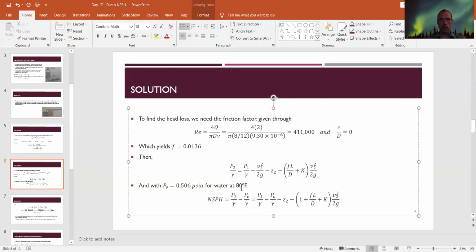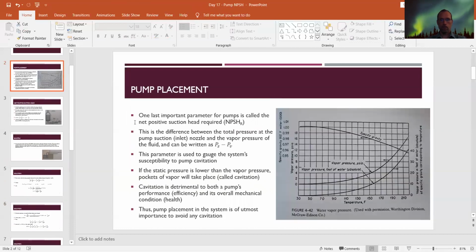And then the other thing I want to have for my net positive suction head is to take away the vapor pressure of water. So I can look at the figure way back on slide 2, the vapor pressure of water at 80 degrees Fahrenheit. Here we have 80 degrees Fahrenheit, vapor pressure of water right here.